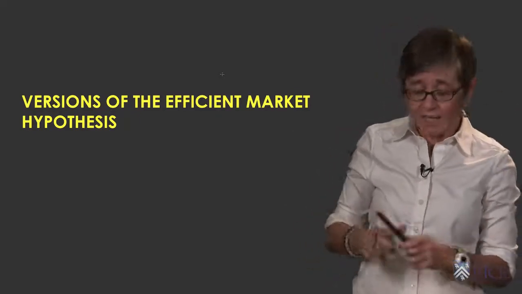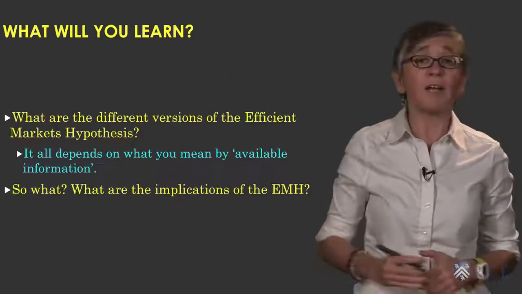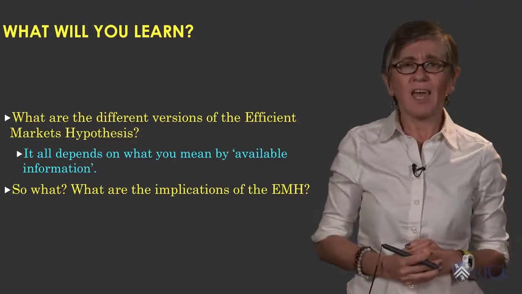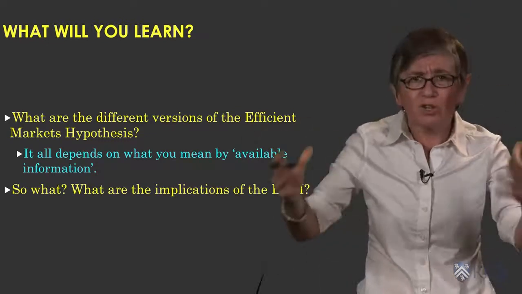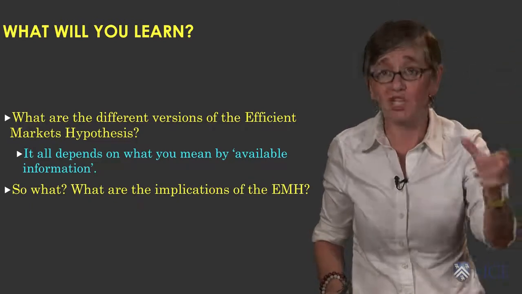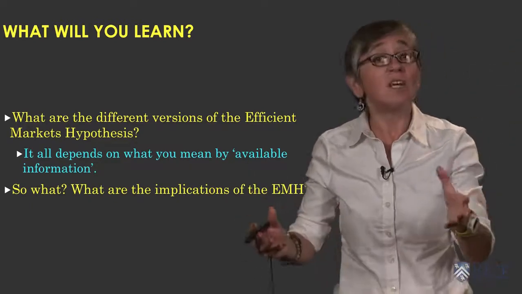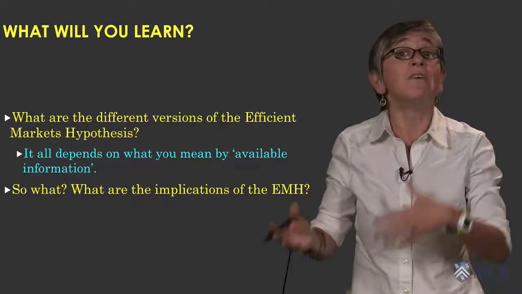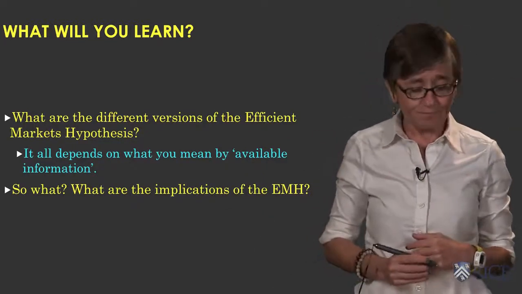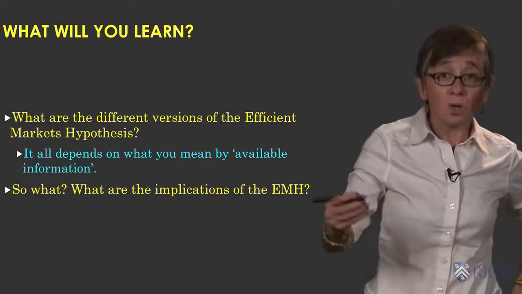Now, typically, it is common to distinguish between three different forms of the efficient market hypothesis. And really, what it all comes down to is what you mean by available information, right? And of course, the different forms will have different implications for what we can expect to see in the markets. Okay, so let me start with the weak form.